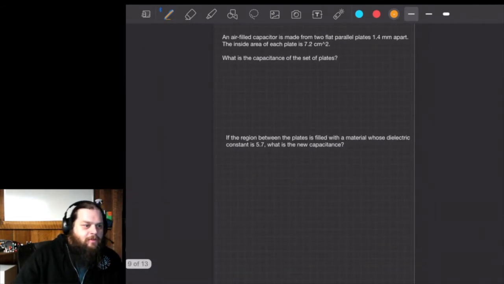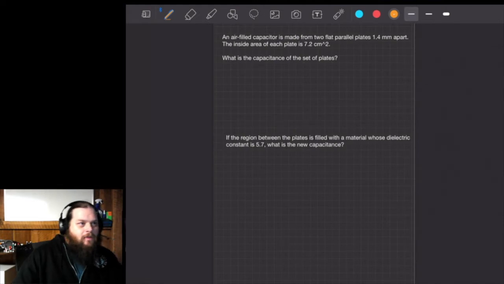So, looking at this problem now, we have an air-filled capacitor. It's made of 2 flat parallel plates, 1.4 millimeters apart. The inside area of each plate is 7.2 centimeters squared. I want to know, what is the capacitance of the set of plates?